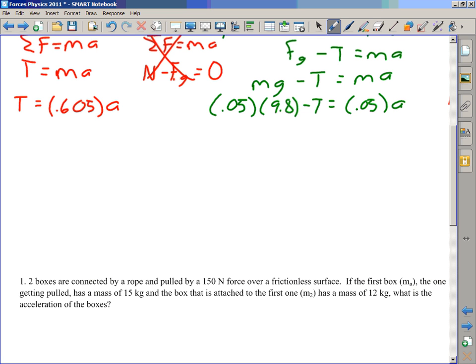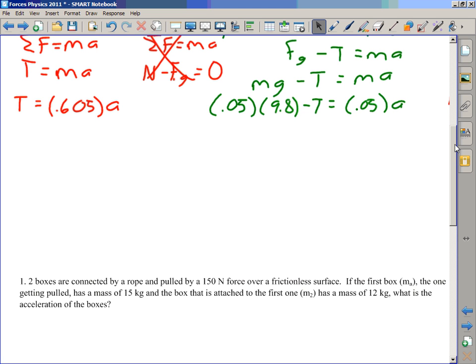Solve for one variable, substitute into the other equation. Which equation or which variable looks easiest to you to solve? Yeah, tension over here, right? I mean, it's already solved for, so let's use it. Only the acceleration is the same. You couldn't use any other variable. Well, the tension is the same too.